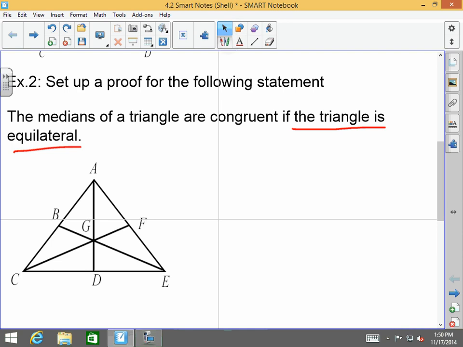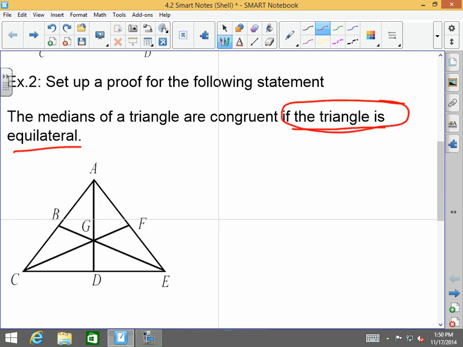Remember what I said. The if part is always the given. But remember what they said to you too. They kind of made this one a little challenging. It said the medians of a triangle are congruent. So I'm trying to prove that the medians are congruent, but you know that the medians are there.